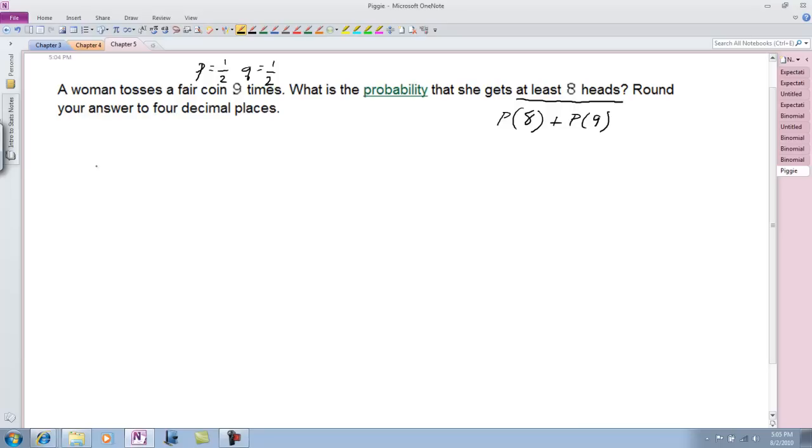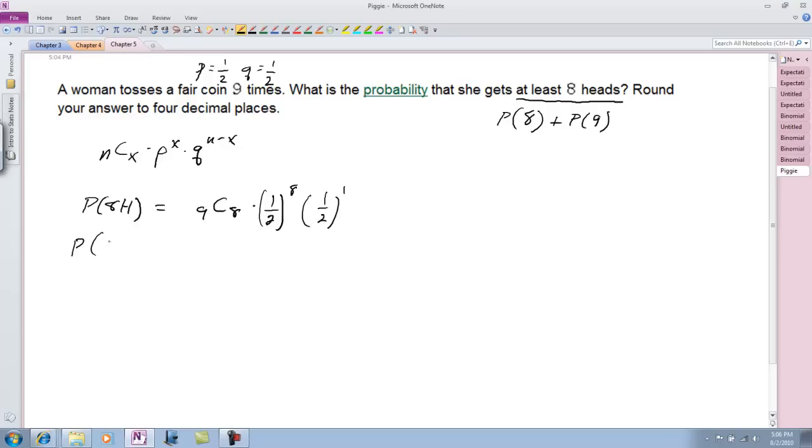So how do I do that? Using the formula n choose x times p to the x times q to the n minus x, I would find that p of 8 heads is equal to 9 choose 8 times 1/2 to the 8th times 1/2 to the 1. And then p of 9 heads, or all heads, is going to be 9 choose 9 times 1/2 to the 9th times 1/2 to the 0.